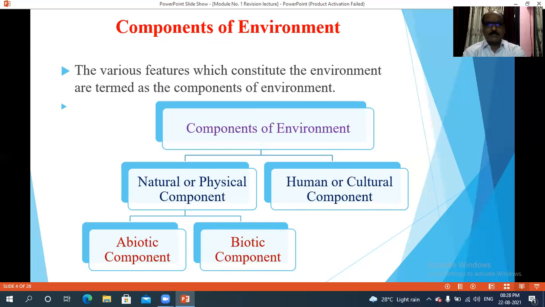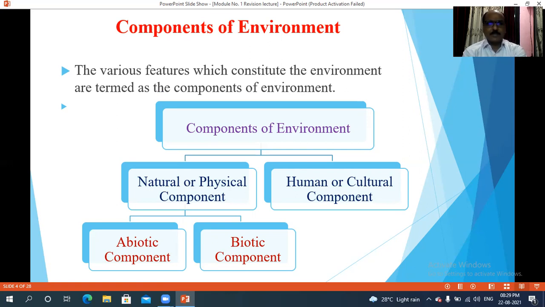First I will explain the difference between natural and cultural components of the environment. The natural component of the environment is made by nature. Whatever nature-made factors are found in the environment, this natural or physical component is made from all those factors. Then the human or cultural component is made by the efforts of the human population. Whatever factors are made by man in the environment, this human or cultural component is made from those factors. Then the natural or physical component of the environment is basically divided into two subtypes.